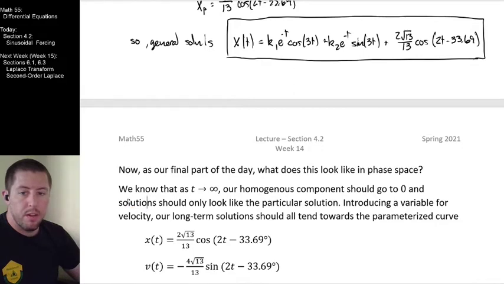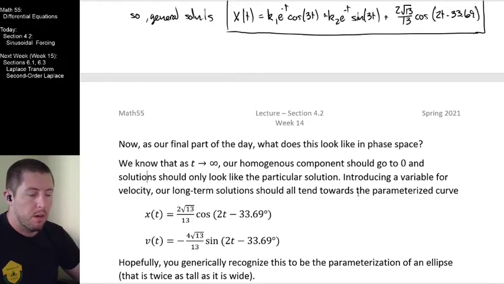Now, as our final thing that we want to look at today, stop underlining things in red that aren't wrong. Word, what's wrong with you?